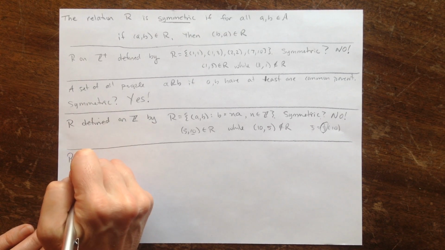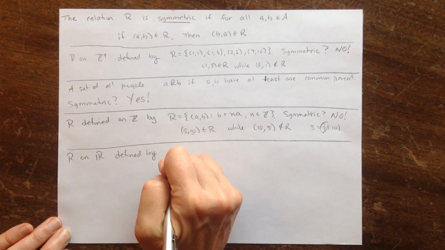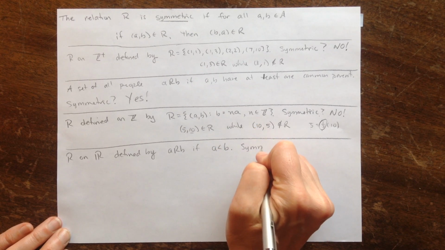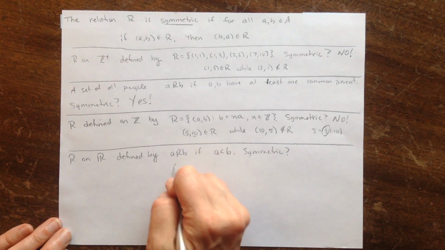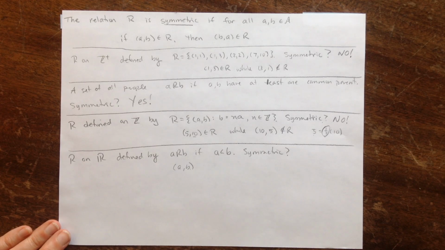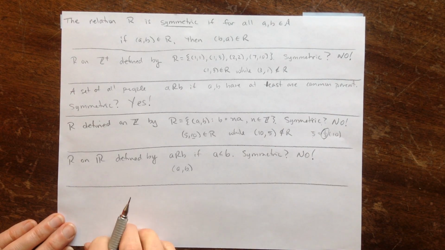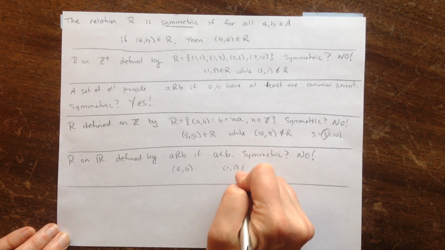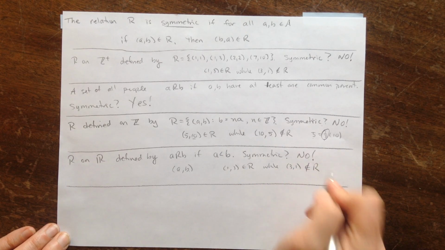Next was a relation on the reals defined by A is related to B if A is less than B. Symmetric? So if we had an ordered pair (A, B) in there, that would mean that A was less than B. Can you turn that around? If A is less than B, is B less than A? Absolutely not. So that is not symmetric. And you can give a specific example, like (1, 3) is in the relation, while (3, 1) is not in the relation.